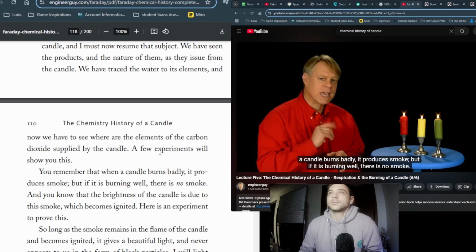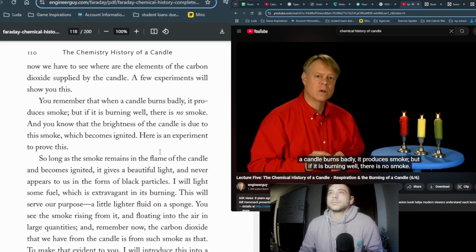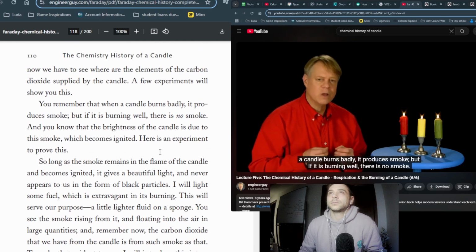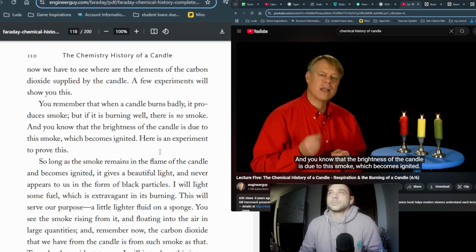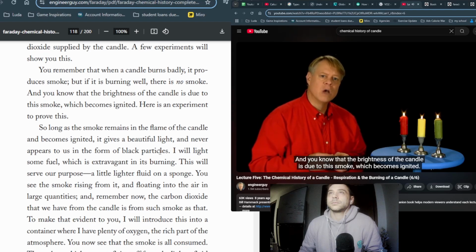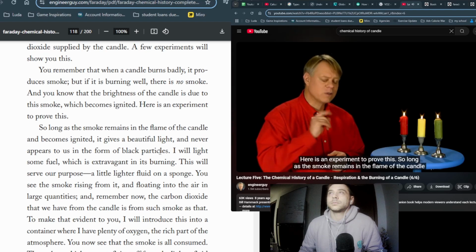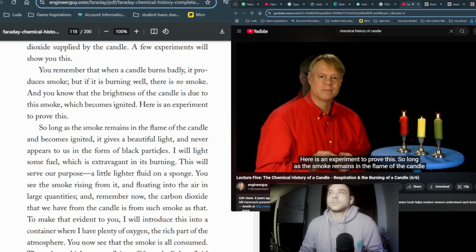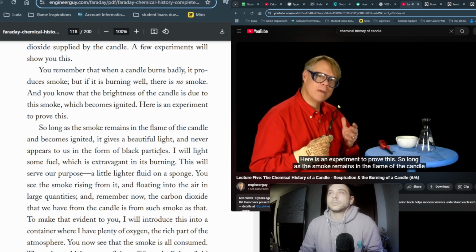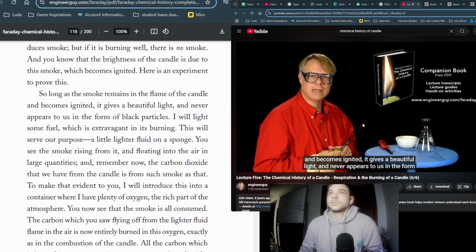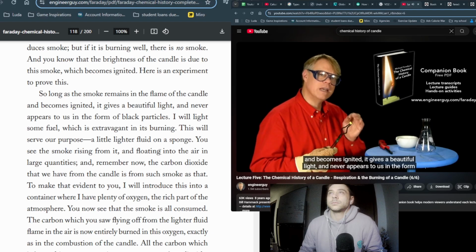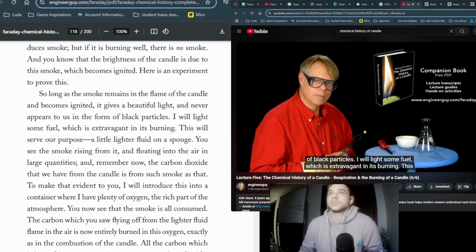You remember that when a candle burns badly, it produces smoke. But if it is burning well, there is no smoke. And you know that the brightness of the candle is due to the smoke, which becomes ignited. Here is an experiment to prove this. So long as the smoke remains in the flame of the candle and becomes ignited, it gives a beautiful light and never appears to us in the form of black particles.